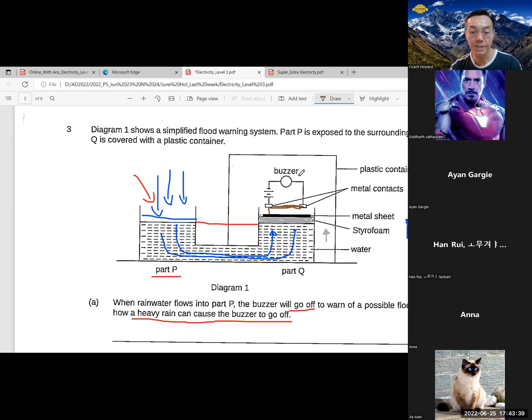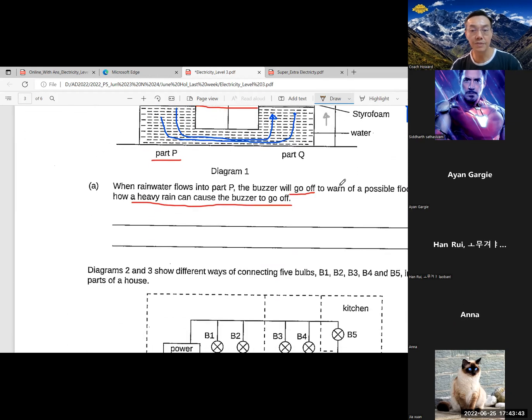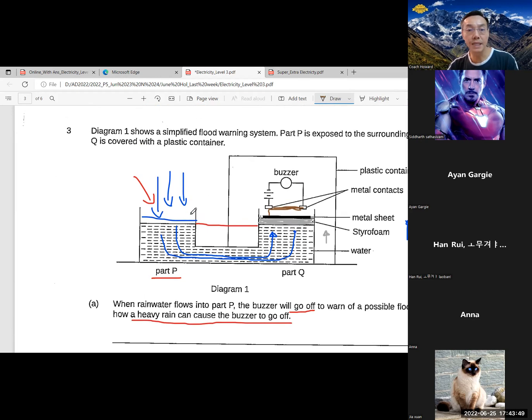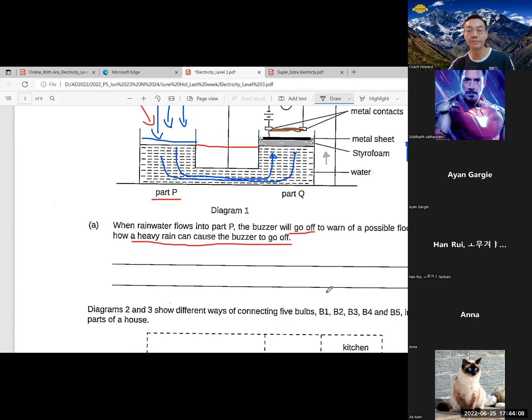This is a 2-mark question. So let me see if the lines are sufficient. Yeah, there are 2 lines there. So you should say that when water flows into part P, it will cause the water in part Q and the styrofoam to rise. When the metal sheet on the styrofoam touches the metal contact, it will form a closed circuit. Electricity can pass through the buzzer, causing it to go off.